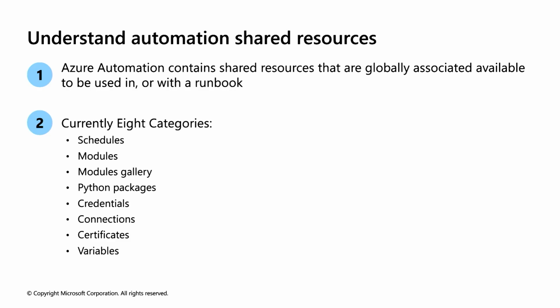When working with Azure Automation, shared resources are the backbone of efficient and scalable automation. These are global assets like schedules, modules, Python packages, credentials, connections, certificates, and variables that can be used across multiple runbooks. By creating and managing these shared resources centrally, we save time and reduce manual edits, making our automation workflows more consistent and easier to maintain. For example, if you need to automate tasks on several servers, you can use the same credentials or variables in different runbooks, ensuring reliability and security across your environment.